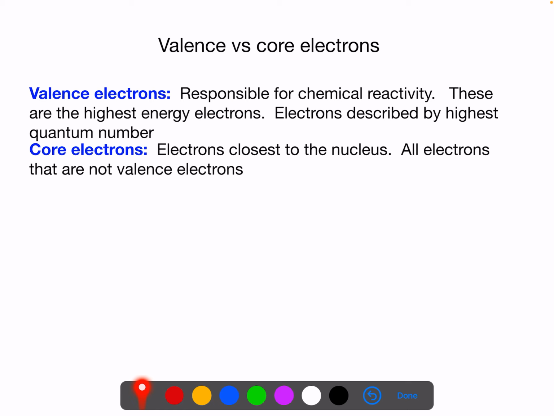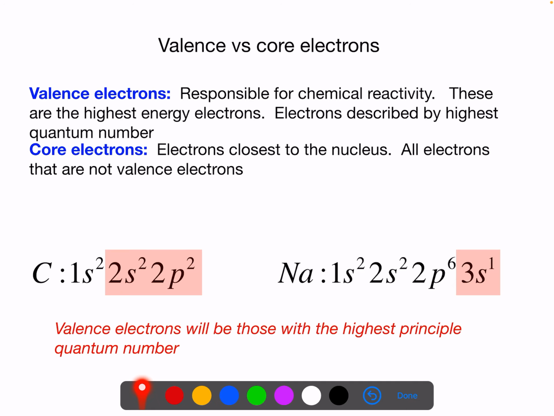These valence electrons are, by definition, the highest energy electrons. So these are the electrons described by the highest principal quantum number. Core electrons are the electrons that are closest to the nucleus. In other words, they're all the electrons that are not valence electrons.